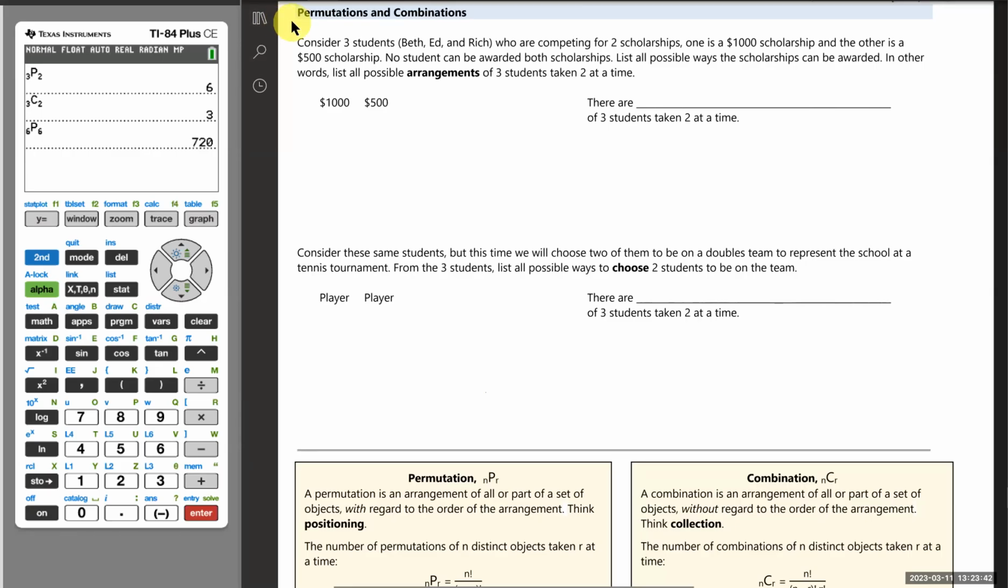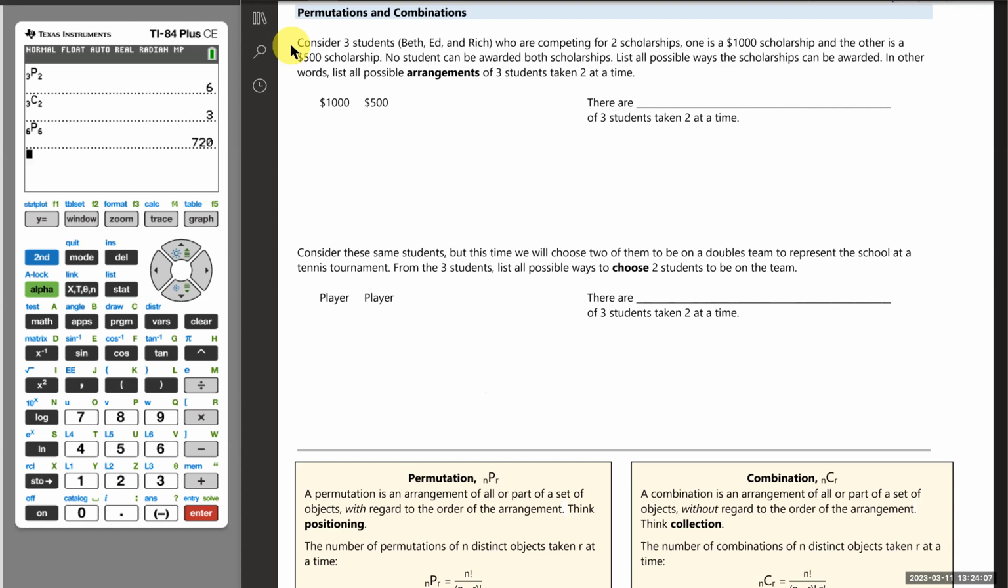Next, we'll consider what we call permutations and combinations as we continue to look at counting rules. So let me introduce this with this example. It says, consider 3 students, Beth, Ed, and Rich, who are competing for 2 scholarships. One is a $1,000 scholarship, and the other one is a $500 scholarship. No student can be awarded both scholarships.